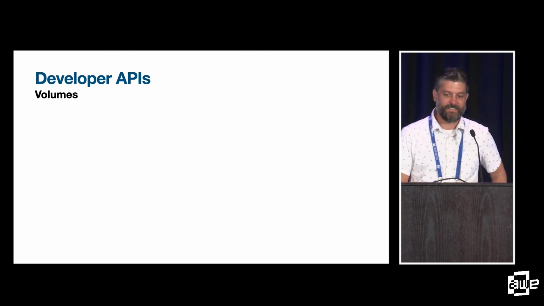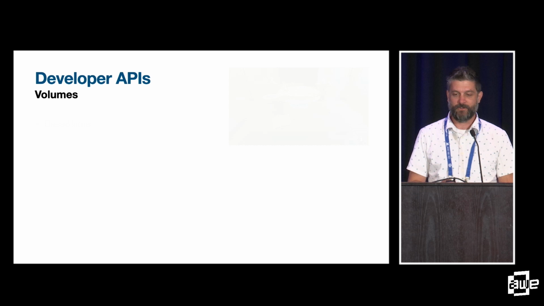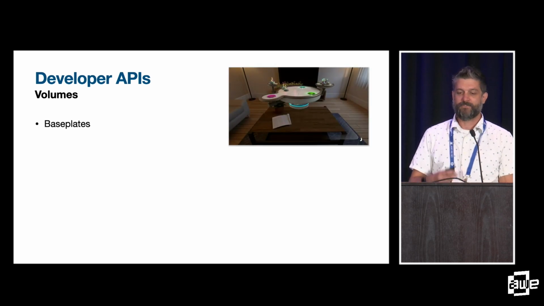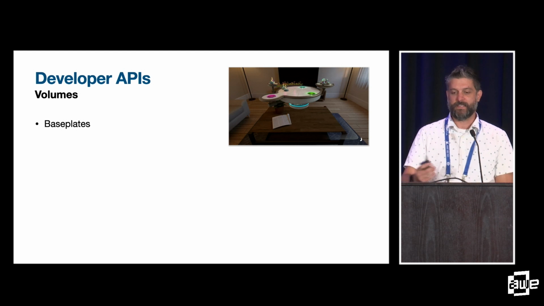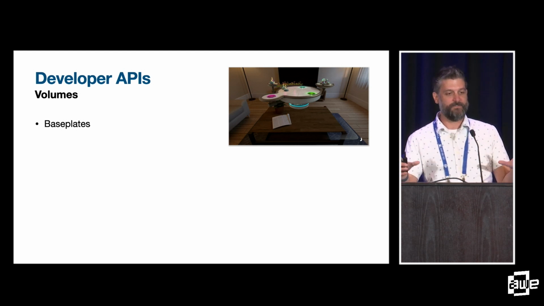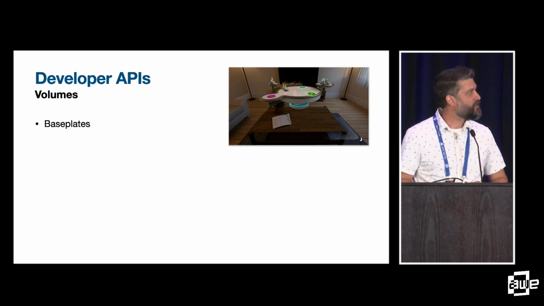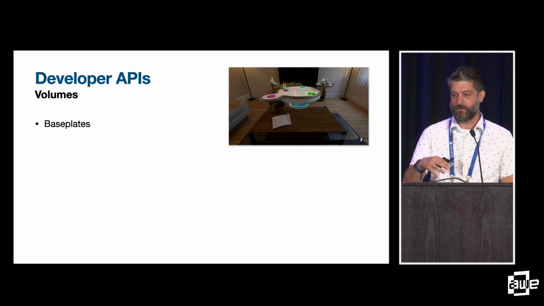All right, so now getting into some of the developer APIs, starting with volumes, volumetric windows. So the first new thing about volumetric windows is they have these base plates. And a base plate is a visual representation of the bottom of the volume. So you get a good idea of how large the volume is. Just when you look at one of the corners, it gives you a little reflective shine.